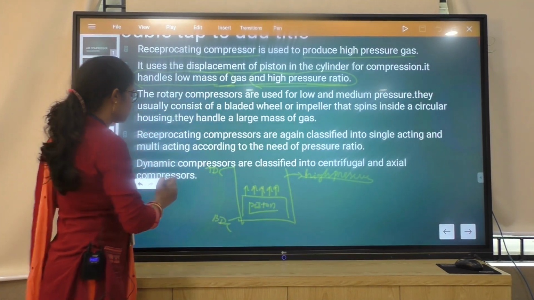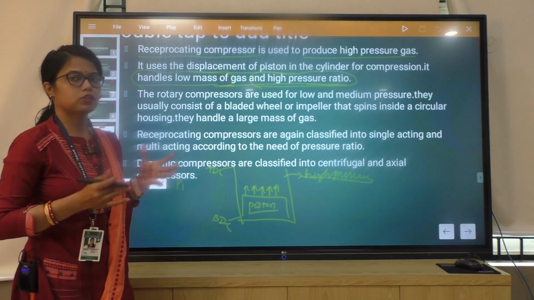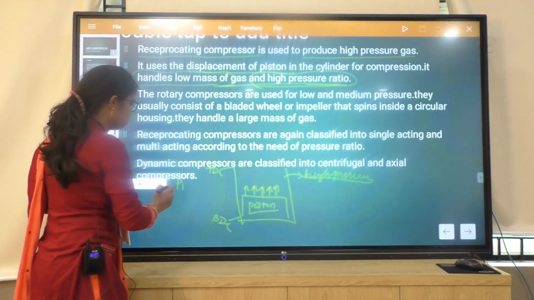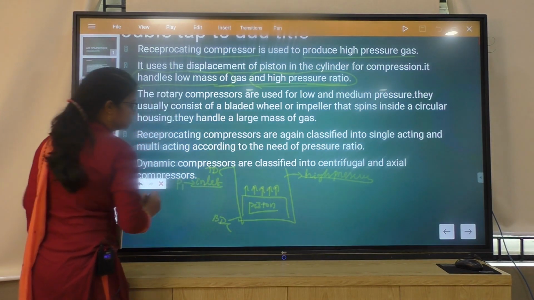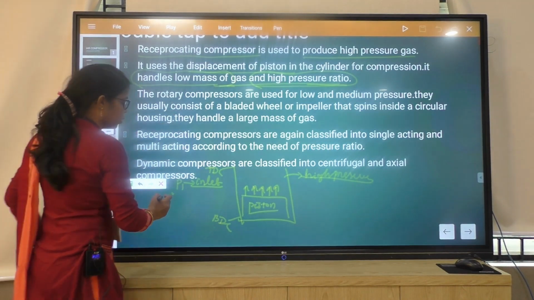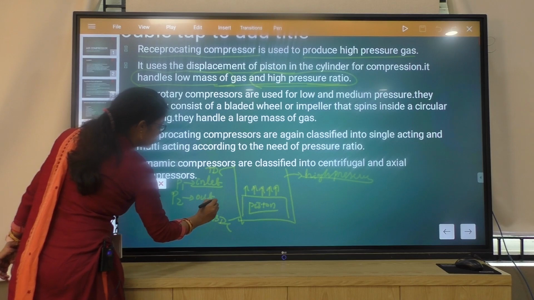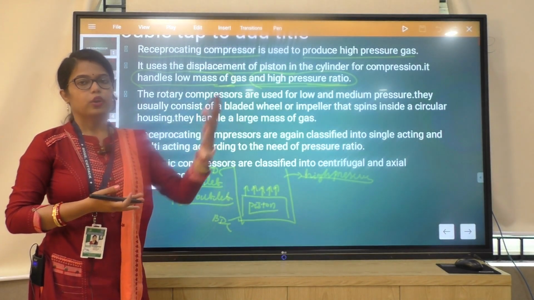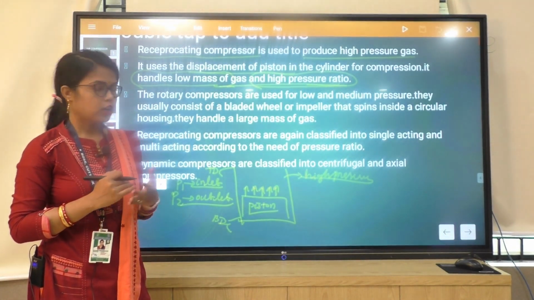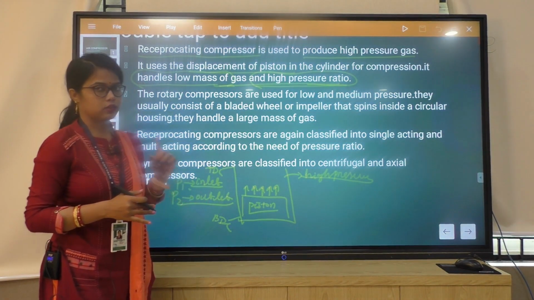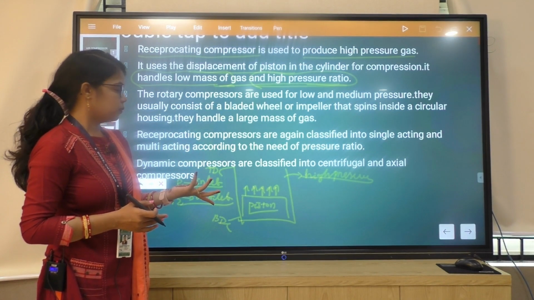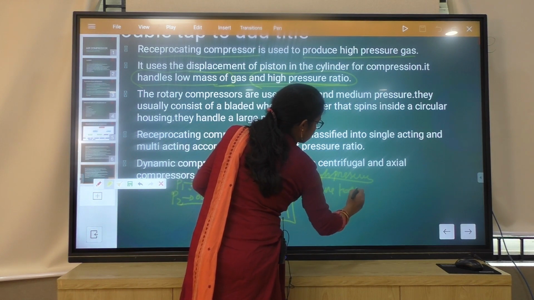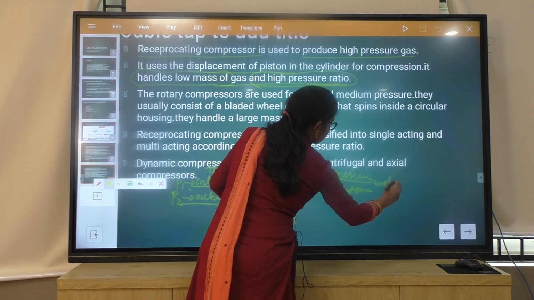Before going to the pressure ratio, suppose the inlet pressure is P1. That means the compressor takes in atmospheric air into the cylinder at pressure P1. That pressure P1 is the inlet pressure, that is atmospheric pressure. And another one is the outlet pressure. What is that outlet pressure? Outlet pressure is the required pressure. Suppose we need to compress the air up to 8 bar. That means 8 bar is our required pressure, but initially the air was at atmospheric pressure, that is 1 bar. Clear? And the pressure ratio is the ratio between outlet pressure and inlet pressure.